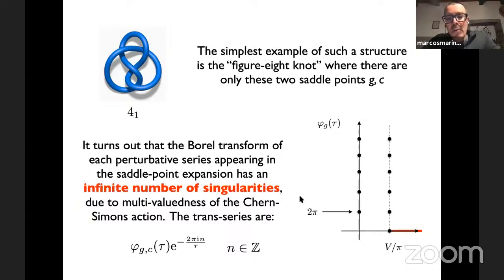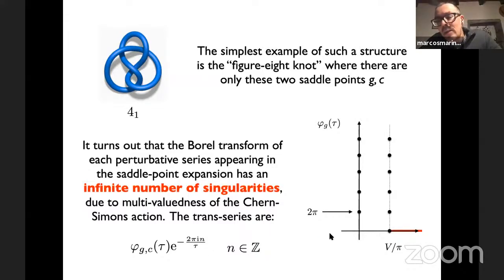And this infinite number of singularities correspond to an infinite number of additional series, which turn out to be very simple. Each tower corresponds to either the geometric or the conjugate connection, just multiplied by an exponential factor, okay? And this factor is, of course, reproducing this periodic structure here. So that's a very simple twist to the story that you would find in the study of, say, the Airy function. You see that these additional series seem to be very simple because they are just obtained from the two main series by some trivial factor.